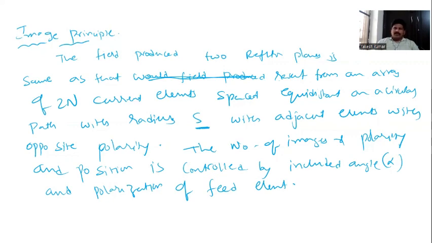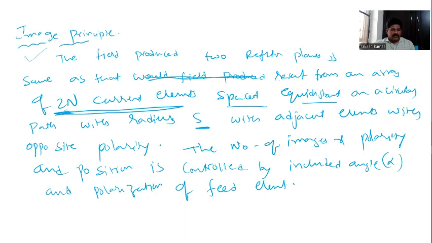Okay, so let us see here the pattern of multiple images on a circular path for different angles. So this is the image principle. What is this image principle? It states that the field produced by two plane reflectors is seen as the result from an array of 2n current elements spaced equidistant on a circular path with radius s, with adjacent elements of opposite polarity.